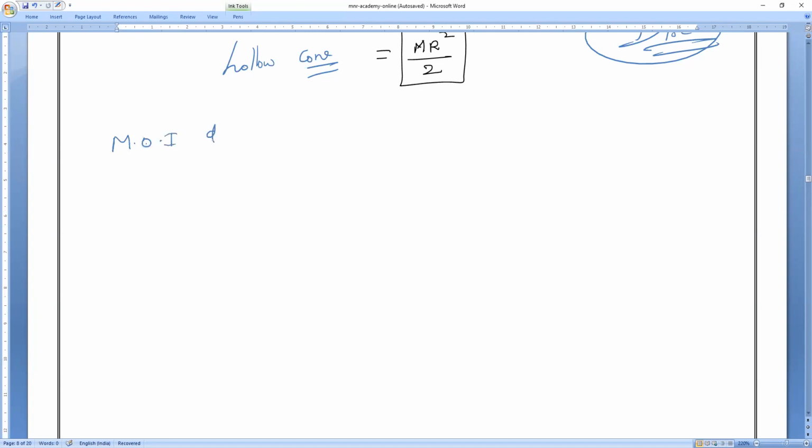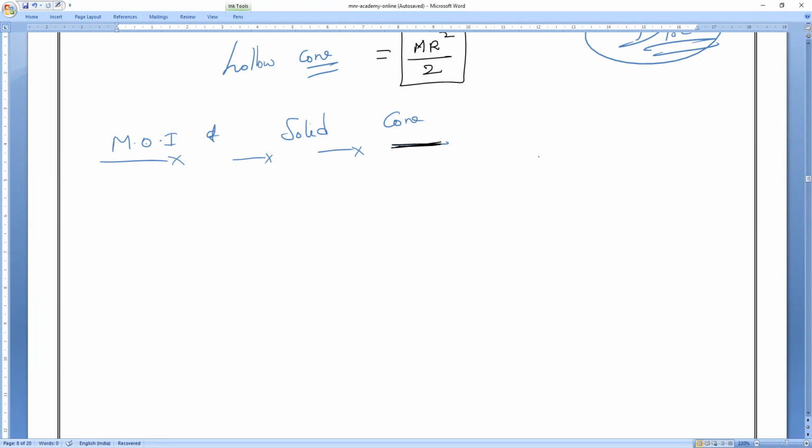Moment of inertia of a solid cone. Now imagine your ice cream cone is without ice cream. That is the hollow cone. Now suppose you purchase a cone with ice cream inside. The ice cream is fully present.